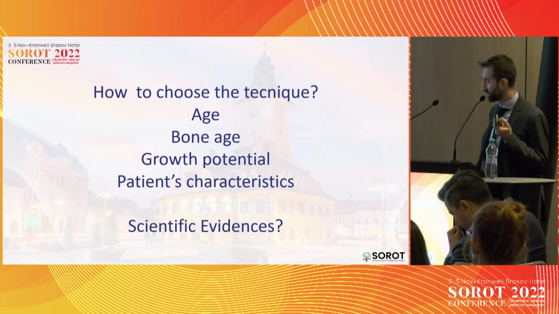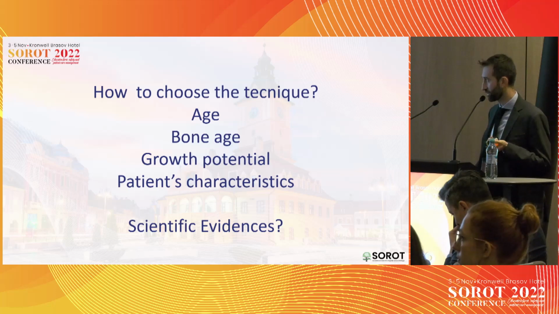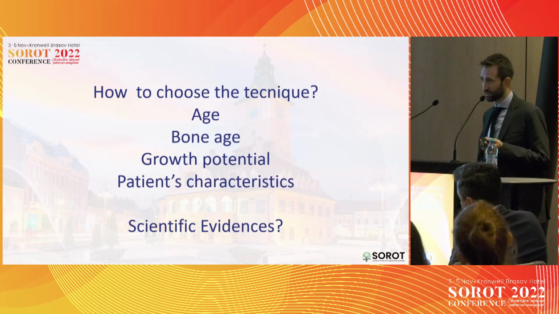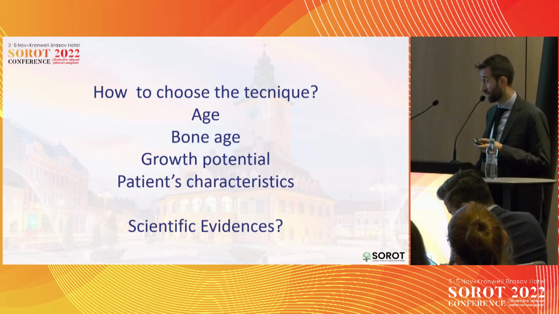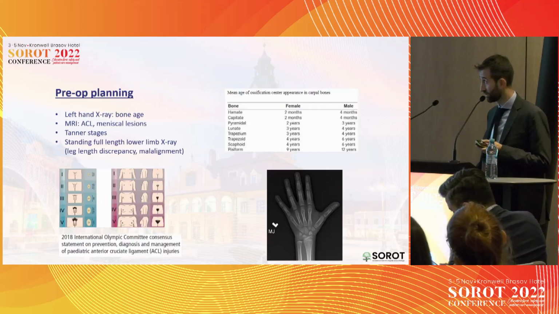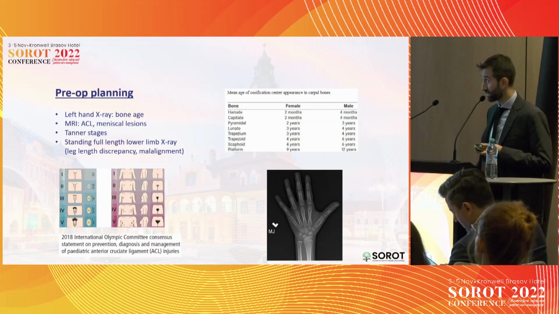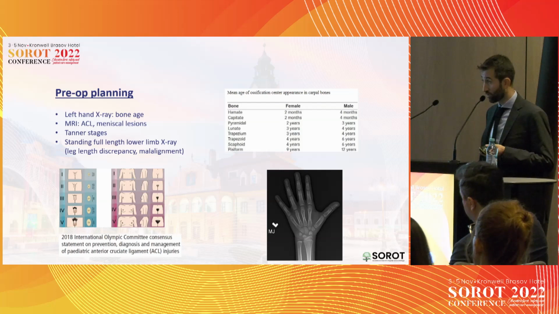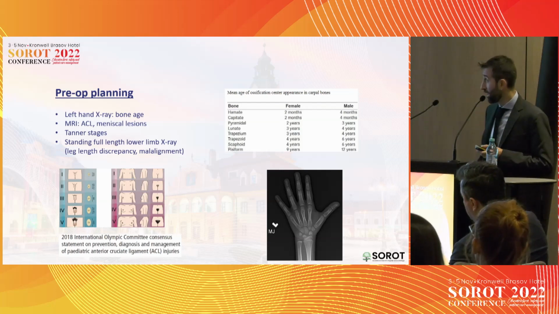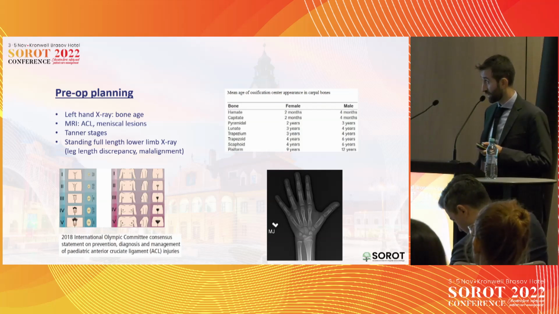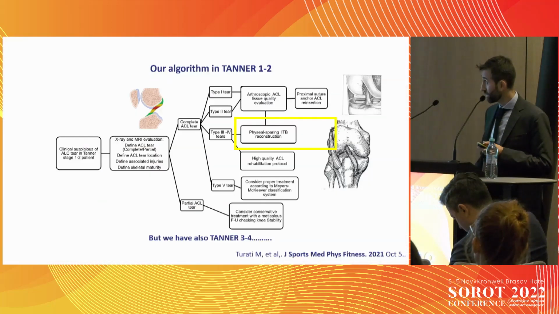Of course, considering age, bone age, growth potential, and patient characteristics is important. But with this presentation, I try to show you also some scientific evidence about it. The preoperative planning is essential with the bone age, but of course the MRI to consider all the possible associated lesions. And it's important also to consider any pre-existing length discrepancy or malalignment.